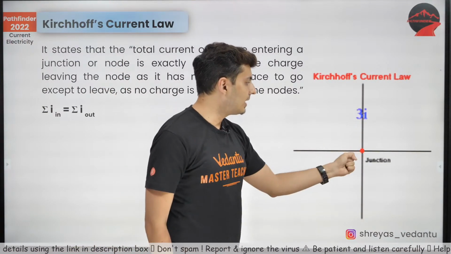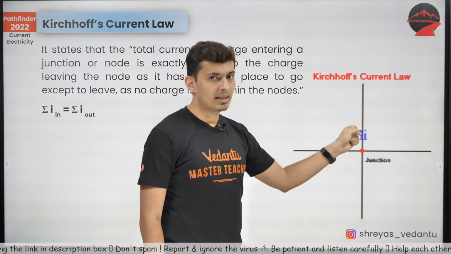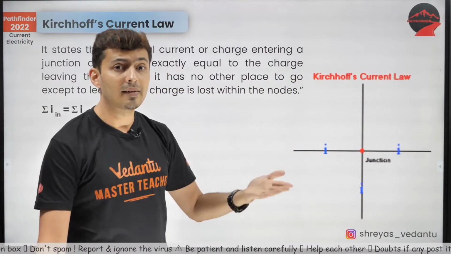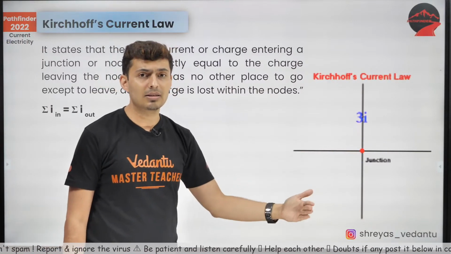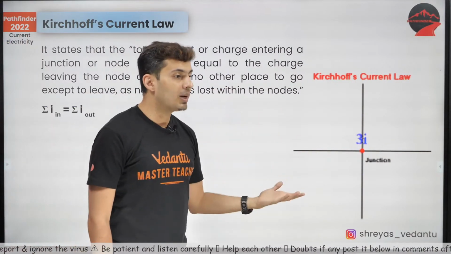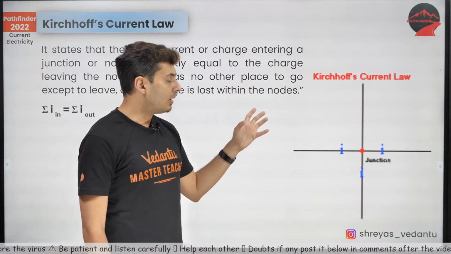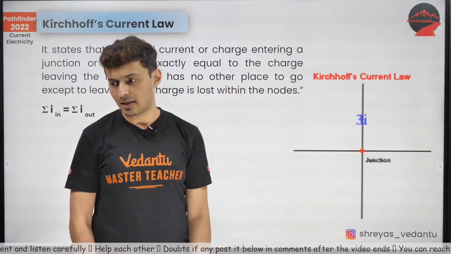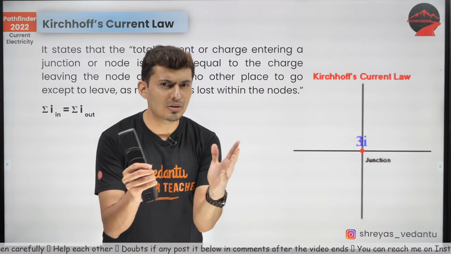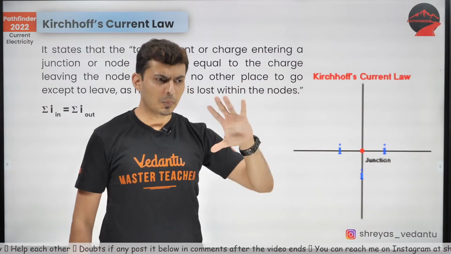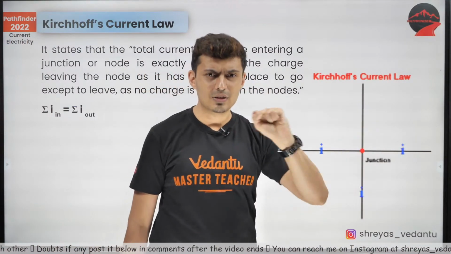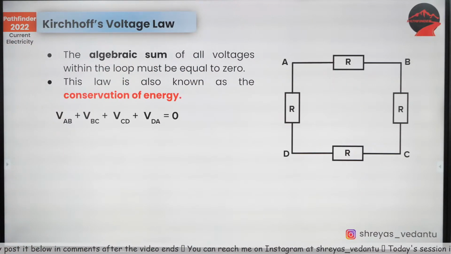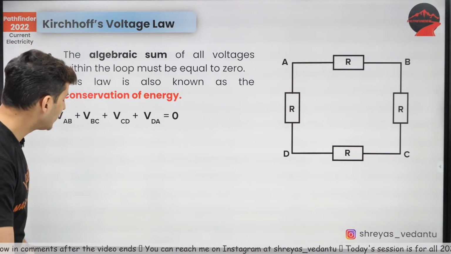So if currents come in and currents go out, the sum of the currents coming in is equal to the sum of currents going out. This is useful for reducing the number of variables or to make equations for finding out currents or voltages in a given complex circuit. Sometimes it is not possible to condense it to a simple series or parallel circuit. Those times you need to make use of Kirchhoff's current law and Kirchhoff's voltage law.